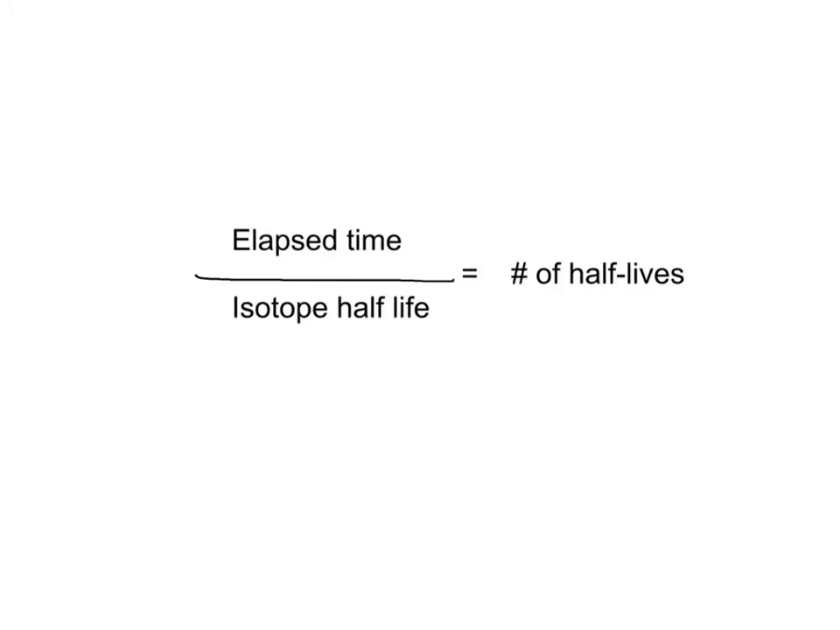This is a formula used to calculate the number of half-lives of radioisotopes. You start with the elapsed amount of time that has passed. When you divide that by the actual half-life of that isotope, it'll tell you the number of half-lives that have occurred.